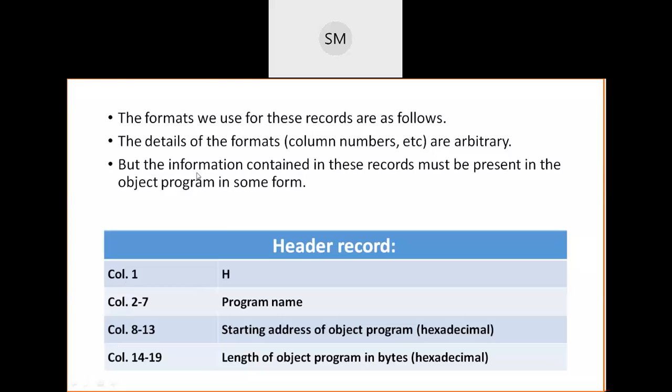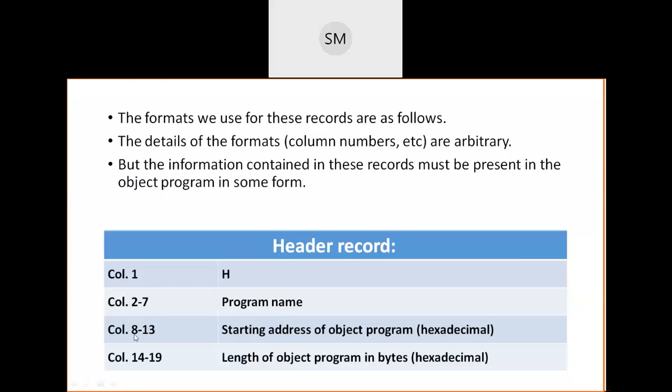The first column in the header record is always only one character, the capital H. That capital H indicates that it is a header record. Column number 2 to 7, 6 columns, will be utilized to write the program name, which in our example is COPY. It is a 4 character program name, so 4 columns will be utilized and the remaining 2 columns will be kept blank.